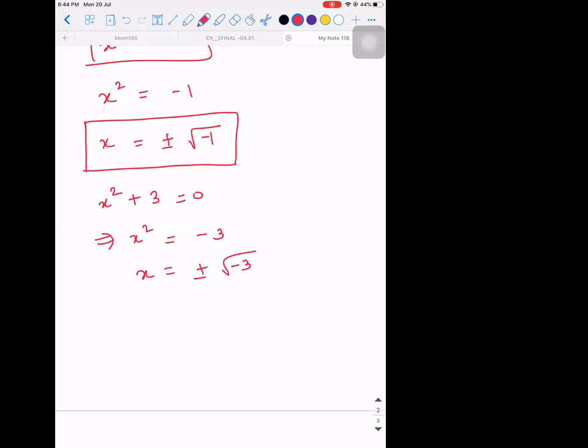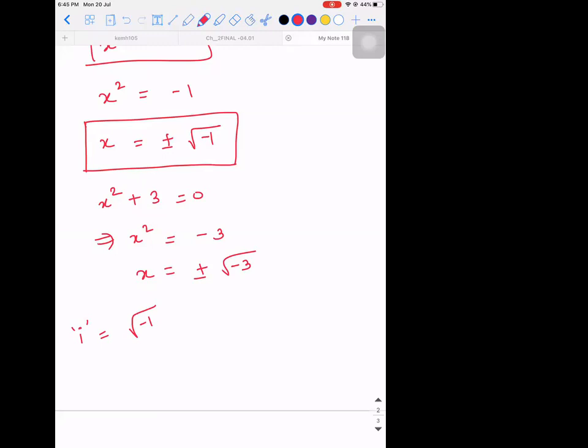The real number system that we know is the collection of what? Natural numbers, whole numbers, integers, rational numbers, and irrational numbers. Apart from all these numbers, the counterpart of the real number is what is called a complex number. To represent a complex number, they have introduced a symbol. The symbol used is i for the number square root of minus 1.